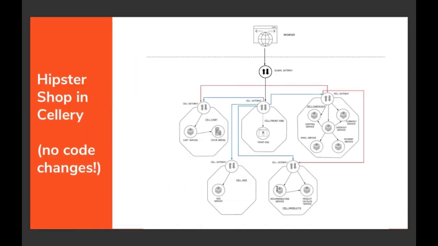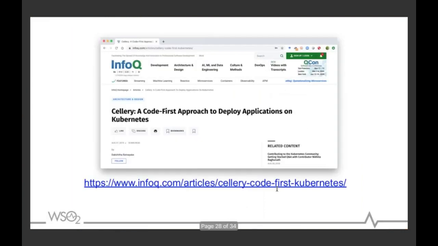And so one of our team called Daki took that and refactored it as a set of cells. She looked at that and said, well, actually, I think it makes more sense if there's a cart cell, a front-end cell, a checkout cell, a product cell, and an advertisement cell. And this was no code changes at all. So this took away the YAML, but did not change any of the containers, any of the code of the core services. And there's a very nice article up on InfoQ that you can read about it with that link.